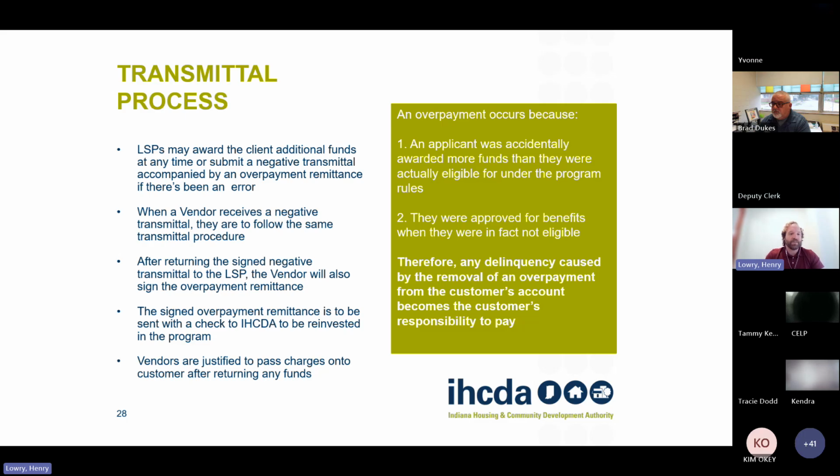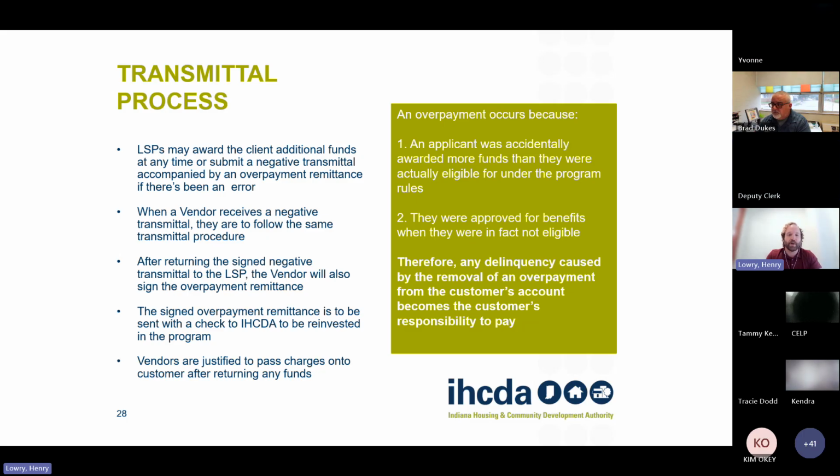LSPs may award clients additional funds at any time or submit negative transmittals accompanied by an overpayment remittance if there's been an error. When a vendor receives a negative transmittal, they're to follow the same transmittal process. After returning the signed negative transmittal to the agency, the vendor also signs the overpayment remittance, and then that is to be sent with the check to IHCDA so that those funds can be reinvested in the program. If that ever occurs, utility vendors are justified to pass any charges on to the customer after returning funds.